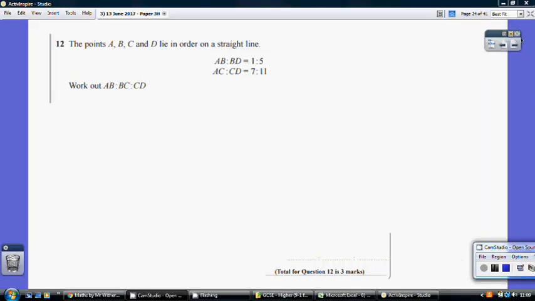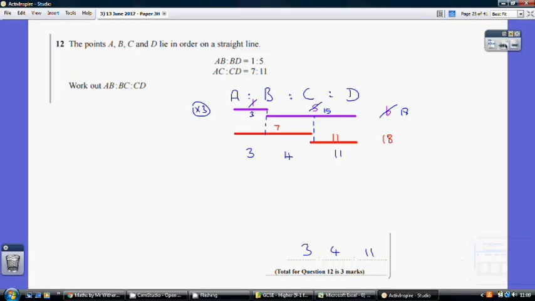Question 12. So again, I think a diagram would just help us gather our thoughts here. So we're told that the ratio of AB to BD is 1 to 5. So that's what I've done there in purple. And then we're told AC to CD is 7 to 11, so that's what I've done there in red.